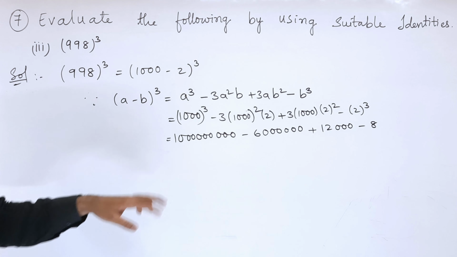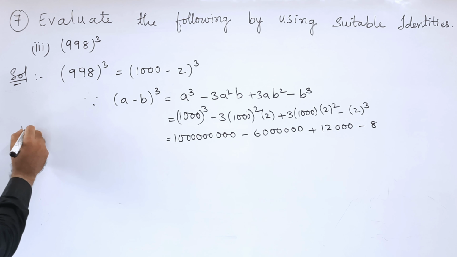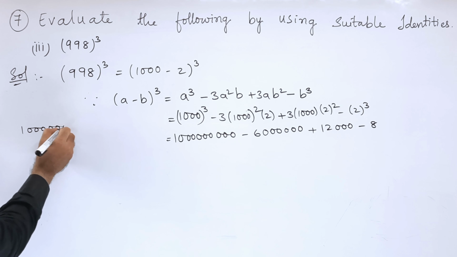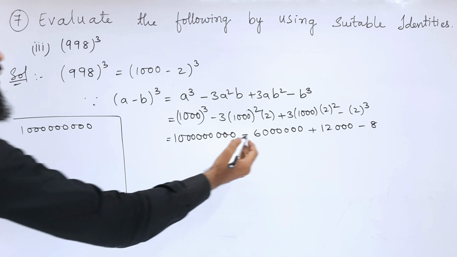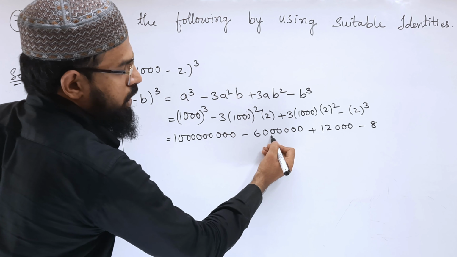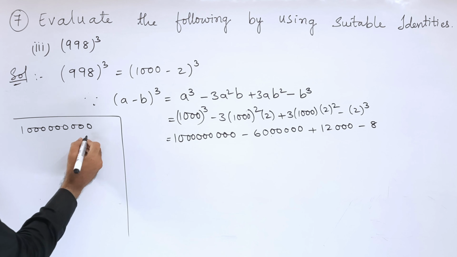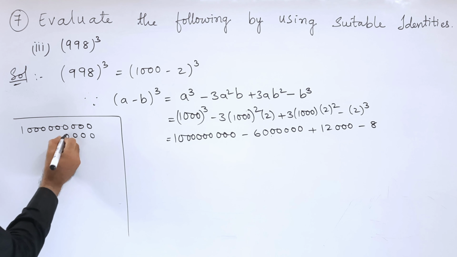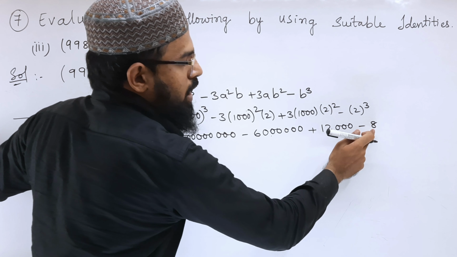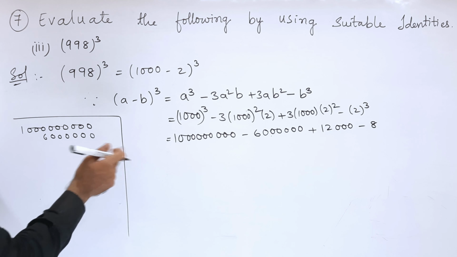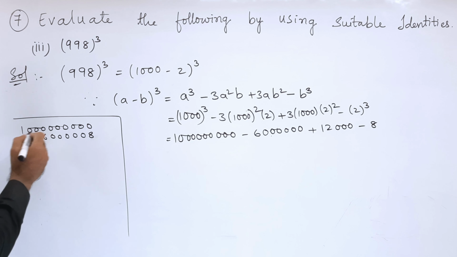So let us subtract this. Total 9 zeros are there. Let us write that here: 1, 2, 3, 4, 5, 6, 7, 8, 9. Minus 6 zeros, so 1, 2, 3, 4, 5, 6, 6. In the last we are having 8. That also we can write here. Let us write 8.